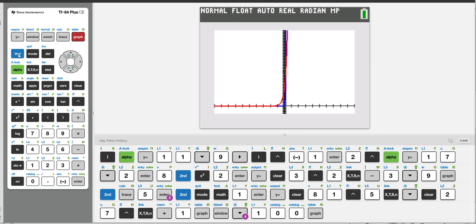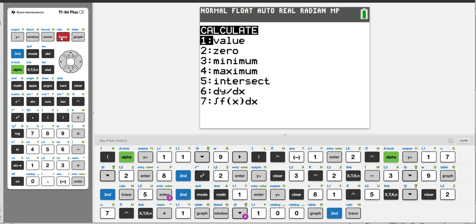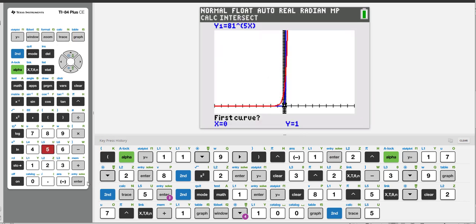Press second, calculate. Select number 5, intersection. Press enter 3 times. Notice the intersection, x equals 0.1764706 at the bottom of the screen. This is a decimal, and we cannot use this answer in its decimal form. This answer must be converted to a fraction.